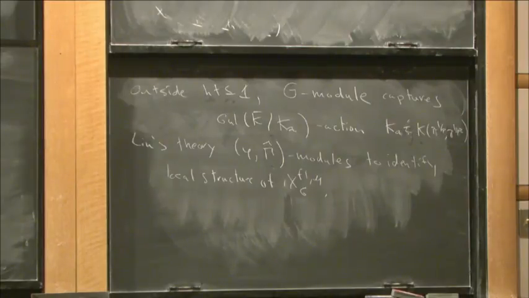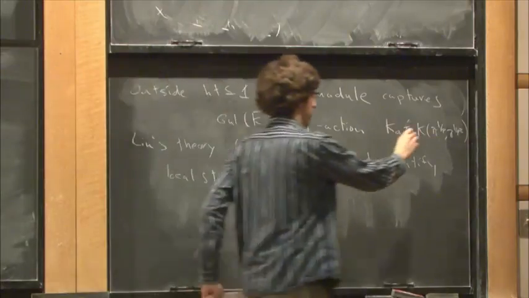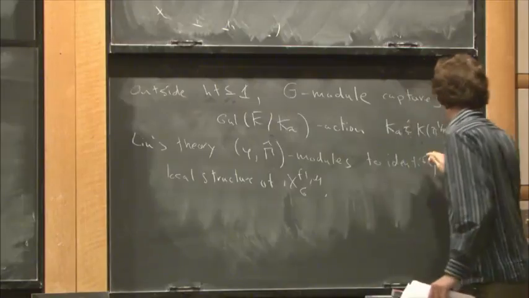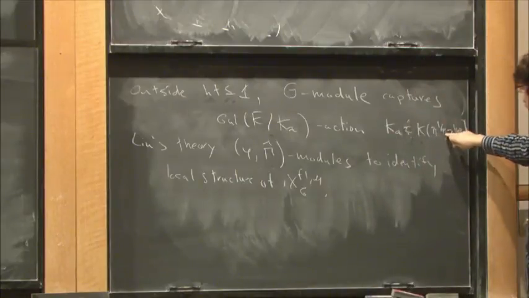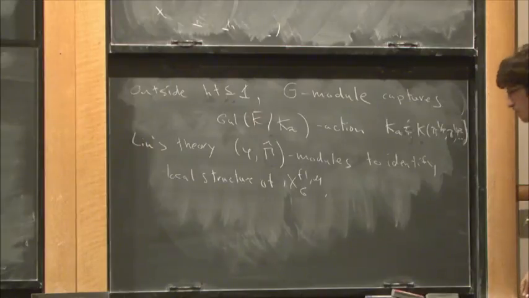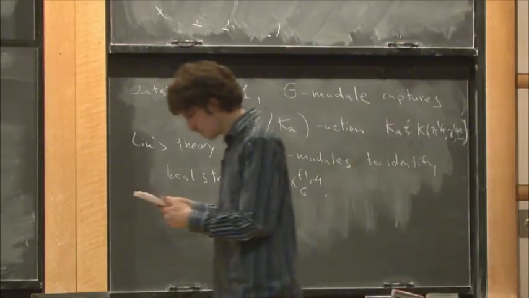You adjoin all the p power roots. I kind of trailed off, but you make some choice of pth roots all the way up to p power roots of the uniformizer.